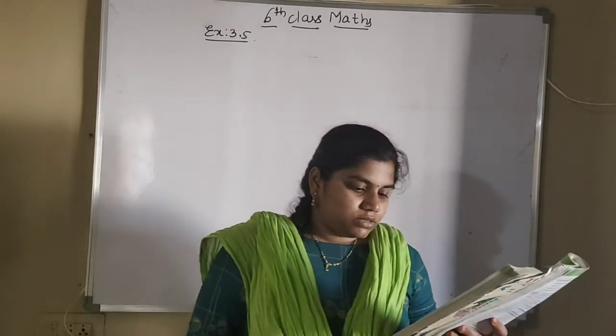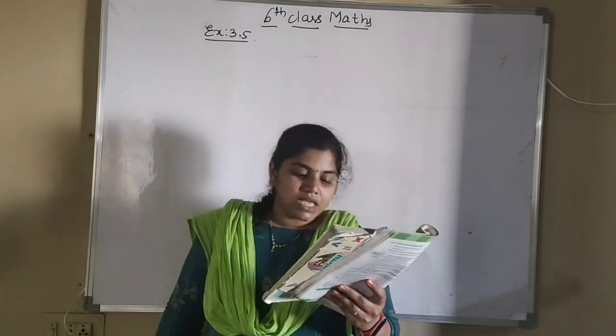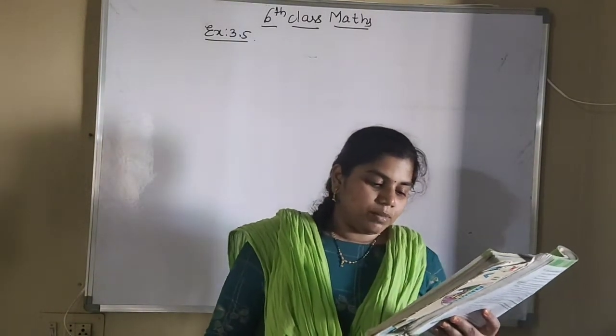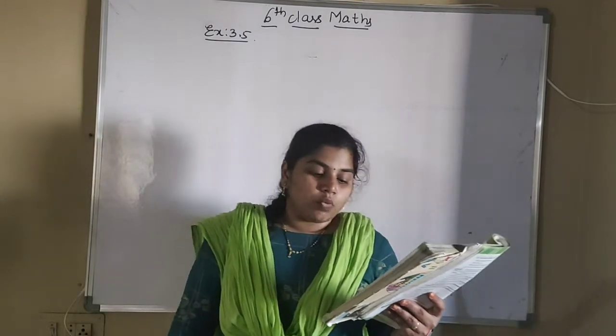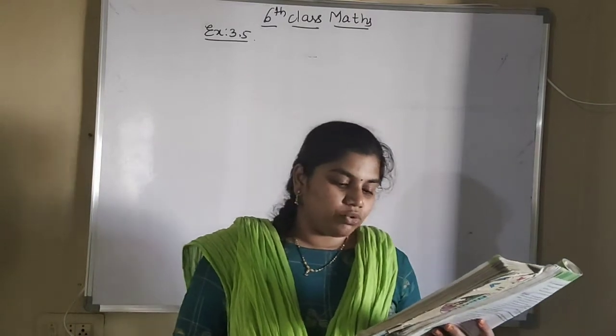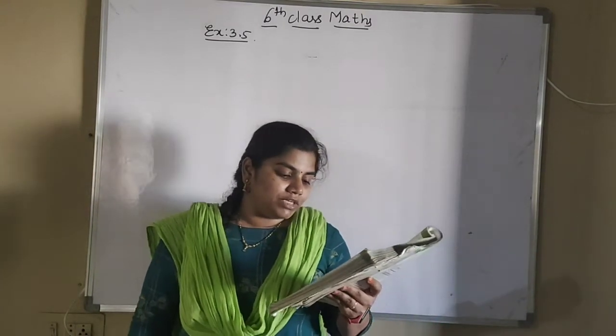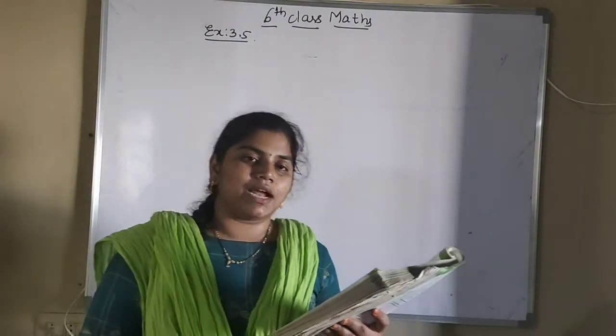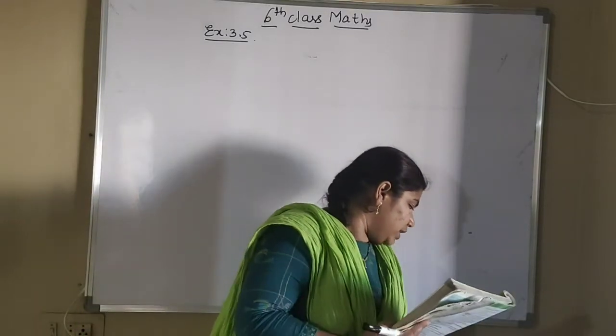So next is, three measuring tapes are 64 centimeters, 72 centimeters and 96 centimeters. What is the least length? Least is nothing but LCM you have to do. Least length that can be measured by any of the tapes exactly. So again we have to do the LCM here.